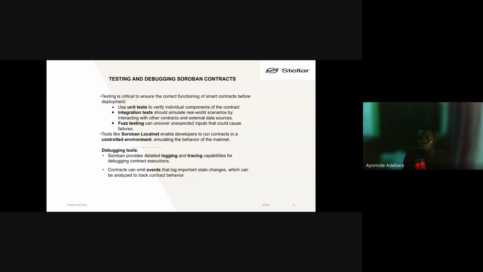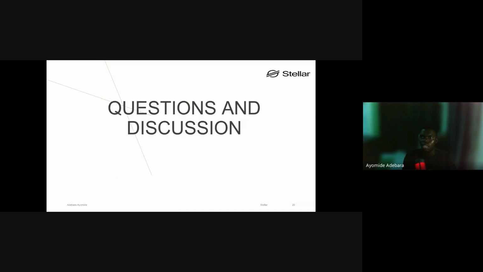So as a developer, no matter what code you are writing, it is important that you test your code before deploying it to the mainnet, and you even test it sometimes before deploying it to the testnet where you are deploying it to. So this is how we come to the end of these slides.